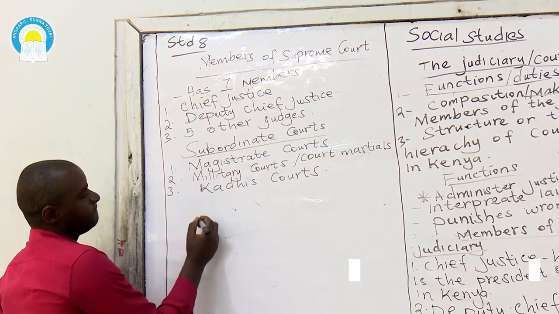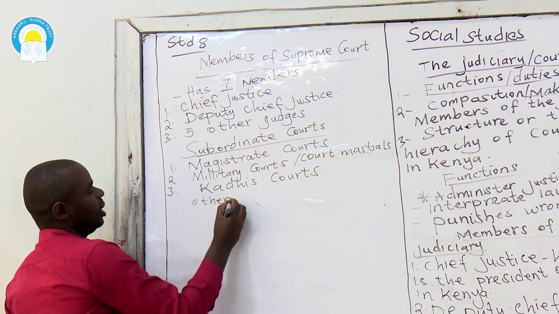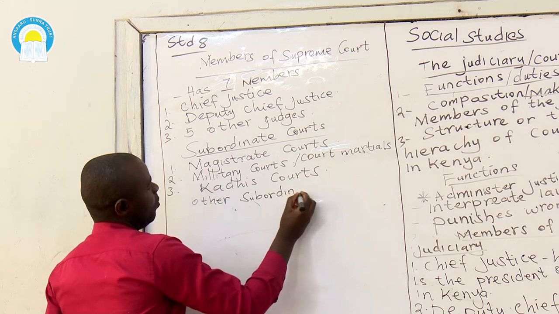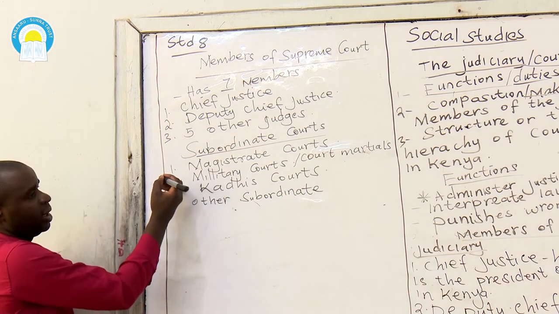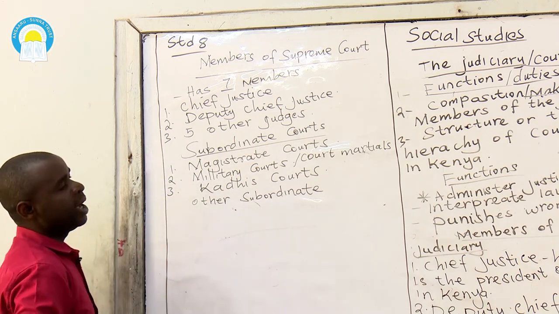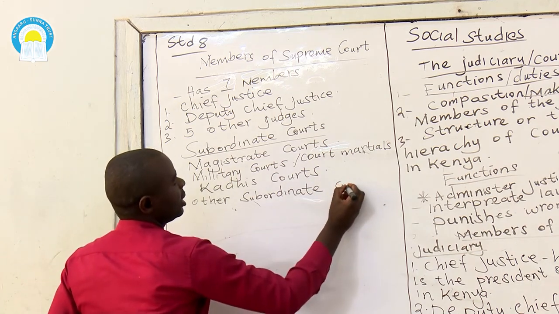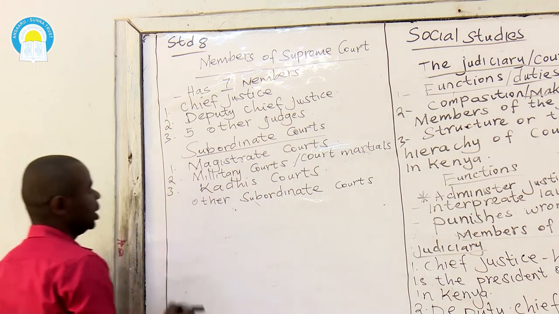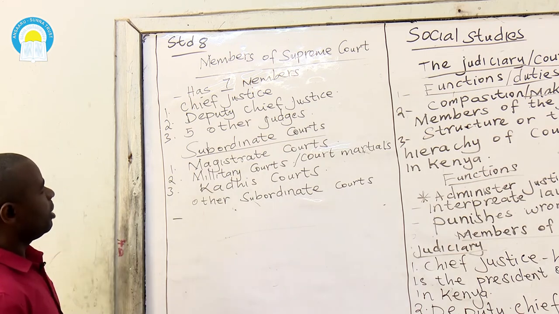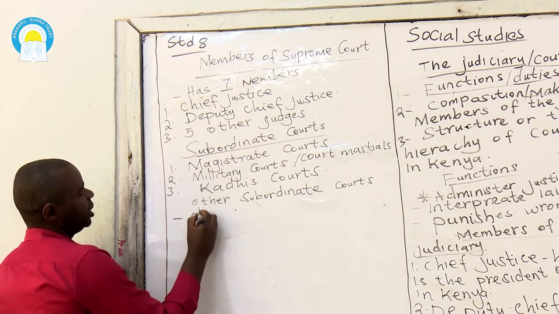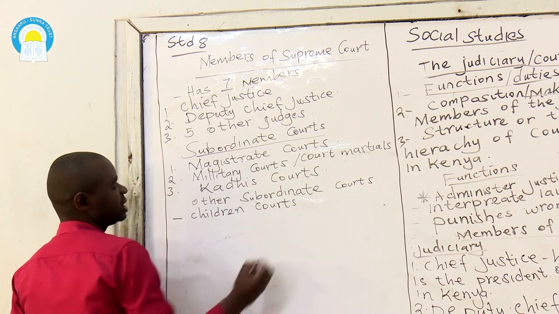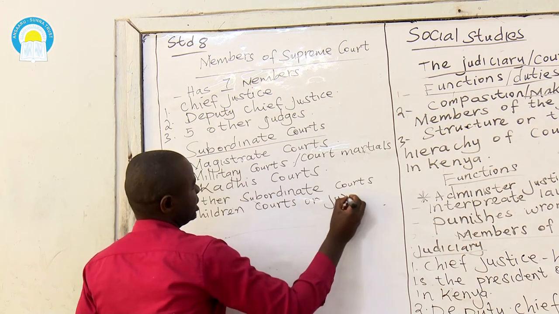Then lastly, we also have other subordinate courts. Why am I not placing them under here? Because these ones are smaller. The main subordinate courts are mainly three. So the other subordinate courts are also very crucial in the judiciary. Number one, we have what we call the children's courts. These children's courts are also called the juvenile courts.